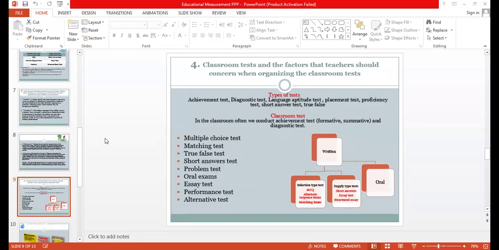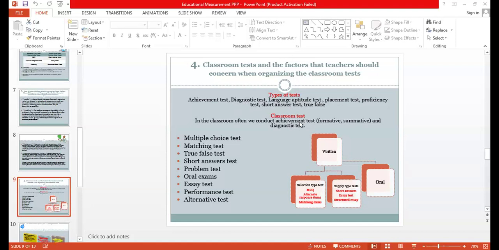My topic is classroom tests and the factors that teachers should consider when organizing the classroom test. I think Sanji described it well under the second topic, so I will briefly describe it. Types of tests: we have many types of tests like achievement test, diagnostic, and language aptitude. Especially we use achievement tests and diagnostic tests within the classroom.